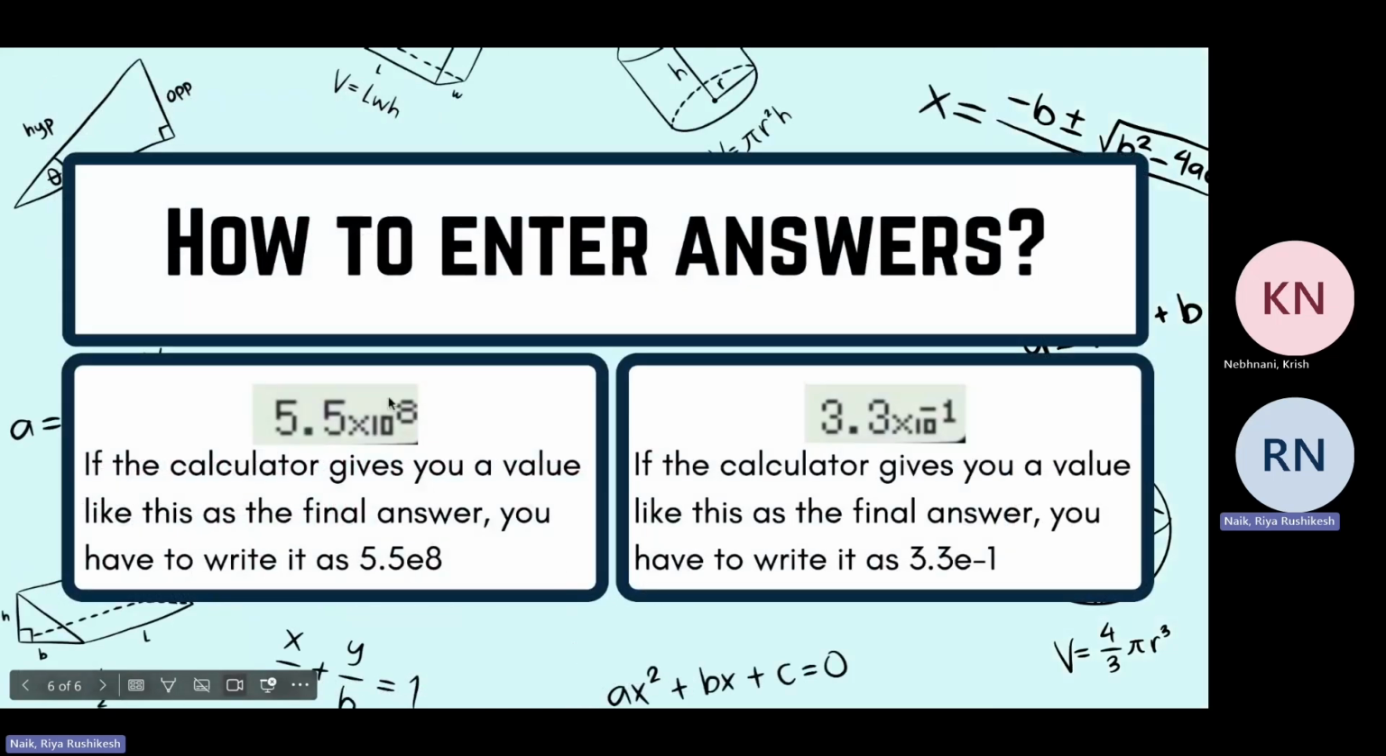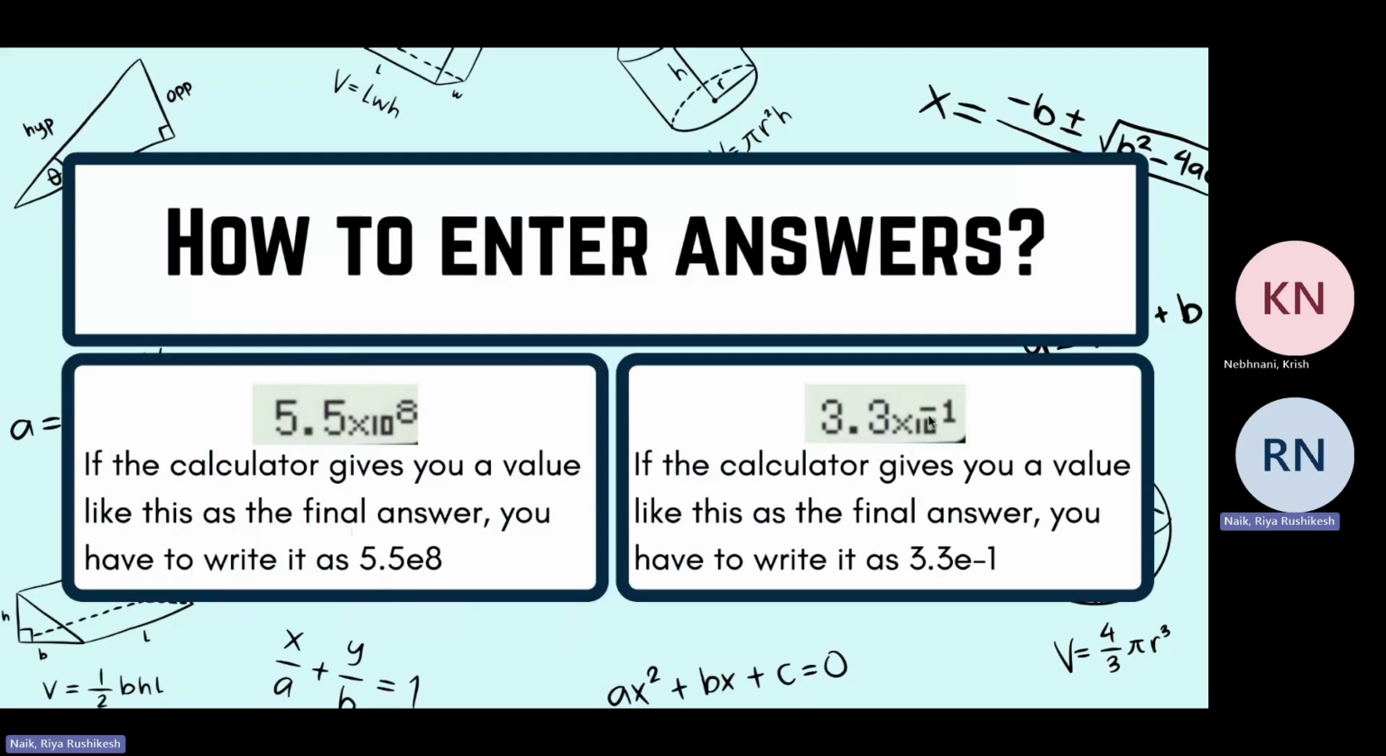Sometimes you might get your answers like this when you enter a really big equation. The calculator might show you something like this. And in tests, it can be really confusing, because sometimes the computer does not accept it if you just put 10 raised to the power 8. Over here, what you can do is write this value like 5.5 and type out an E on your keypad, and then whatever the power is, you just enter that number. Make sure that you do not keep any spaces between the E or between any of the numbers. It should all be one after the other without any spaces.